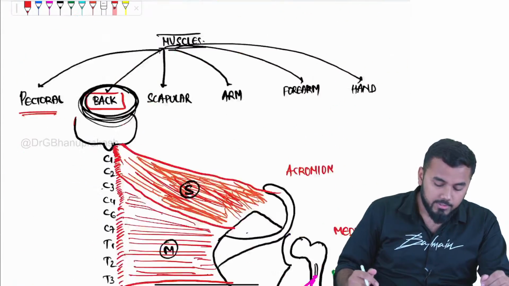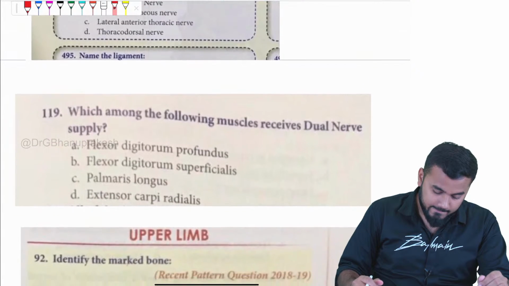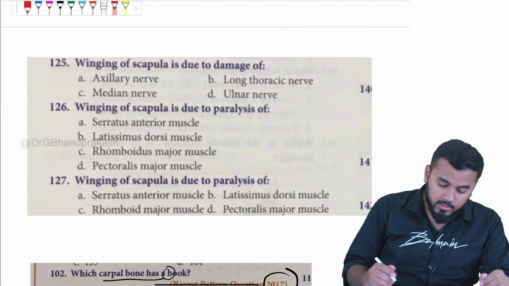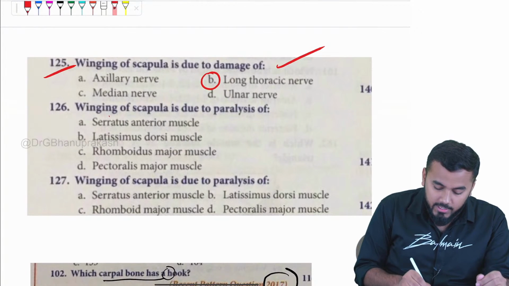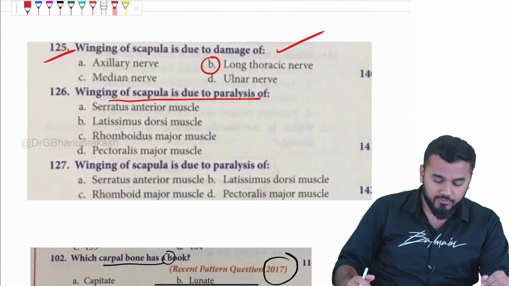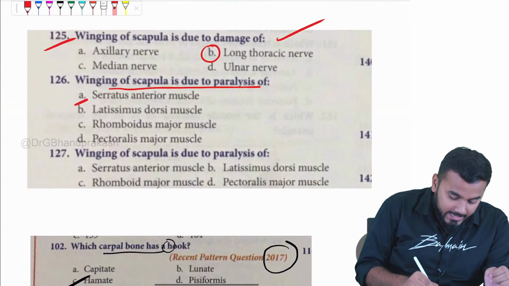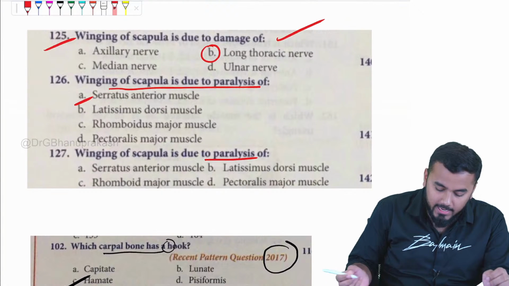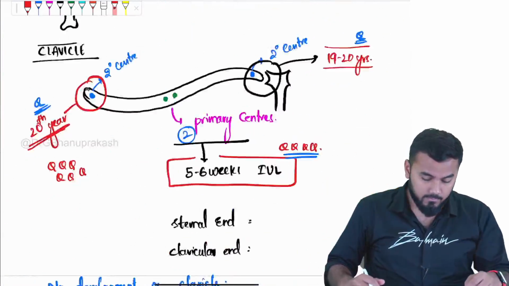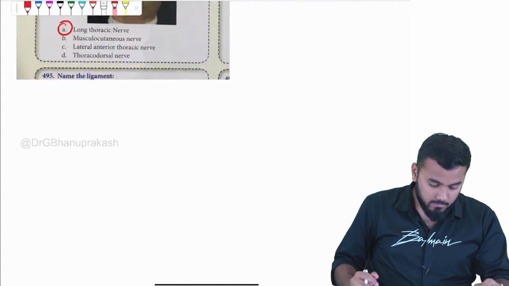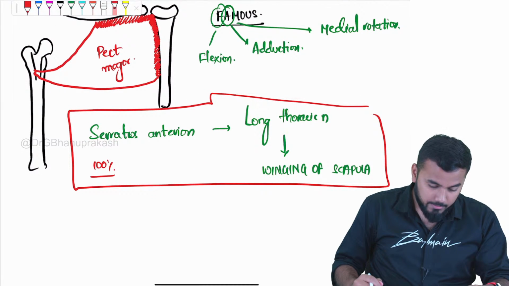Right? You know how many times this question has been asked? I'll show you. Look. Winging of scapula is due to damage of long thoracic nerve. Winging of scapula is due to paralysis of which muscle? Serratus anterior muscle. Winging of scapula is due to the paralysis of, again, serratus anterior muscle. So many times this question has been asked. Okay, keep this in mind.